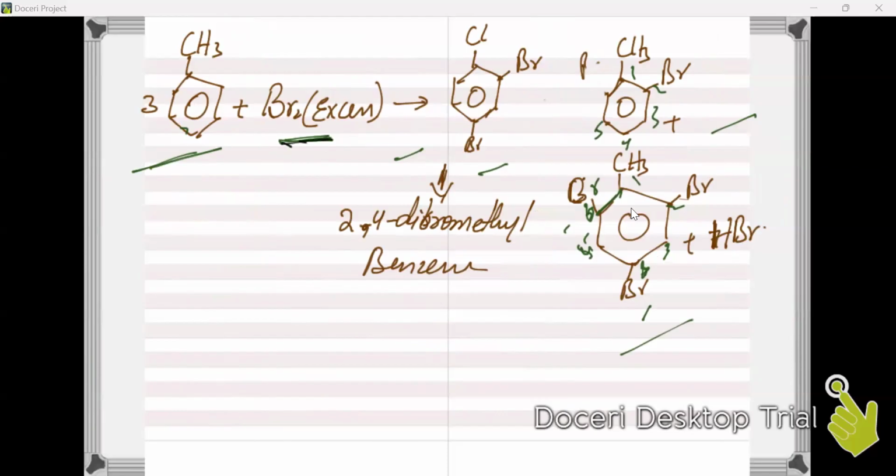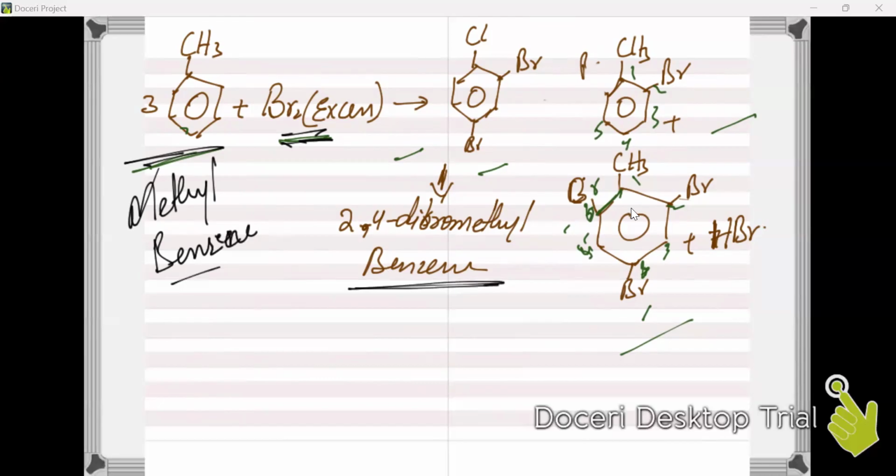Let's suppose I'm doing the reaction of bromine, excess meaning a lot of bromine. Then three molecules of methylbenzene will react, and what we'll be getting as a result is 2-bromomethylbenzene, 4-bromomethylbenzene, 2,4-dibromomethylbenzene, and of course 2,4,6-tribromomethylbenzene.